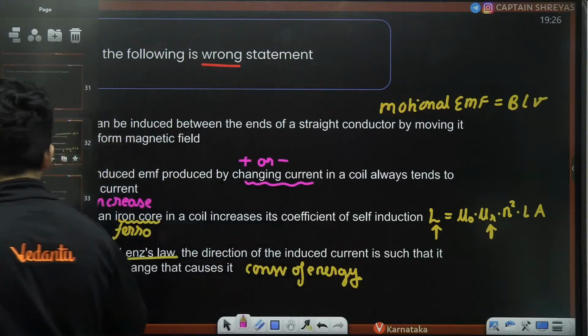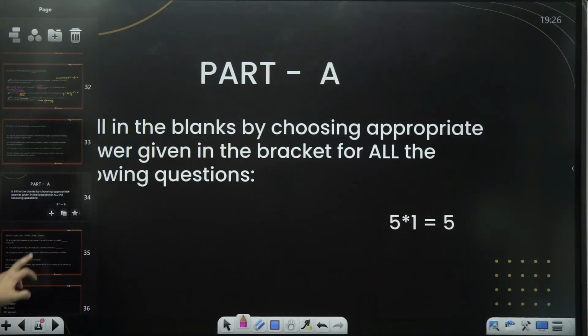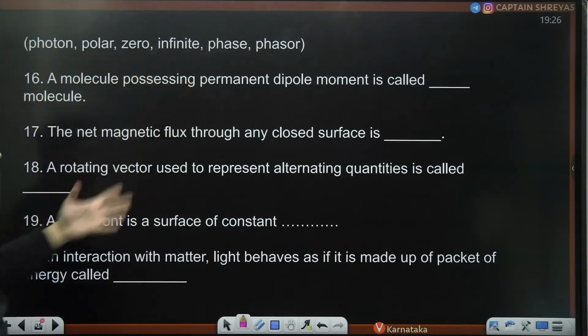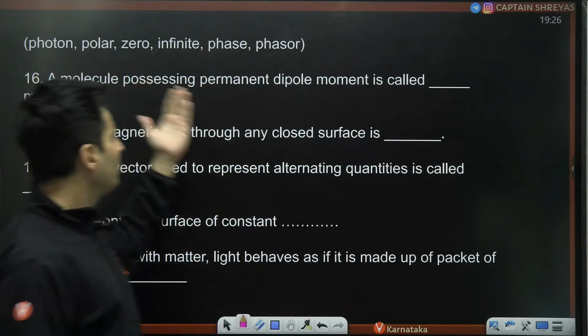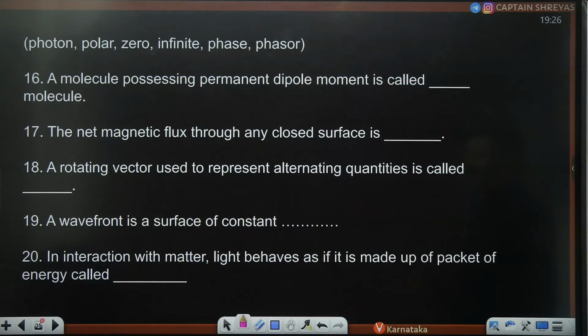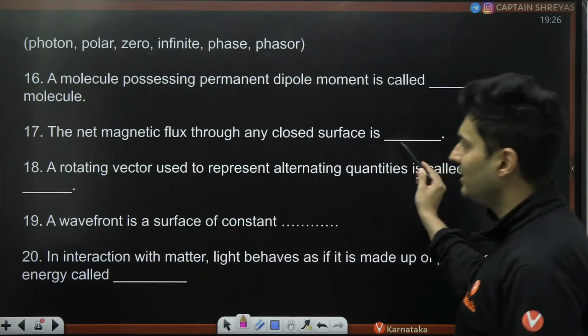Moving on to the next, and here we have filling the blanks. These are the options given. They will fill in some of the blanks. Molecule possessing permanent dipole moment is called dash molecule. Net magnetic flux through any closed surface is dash.